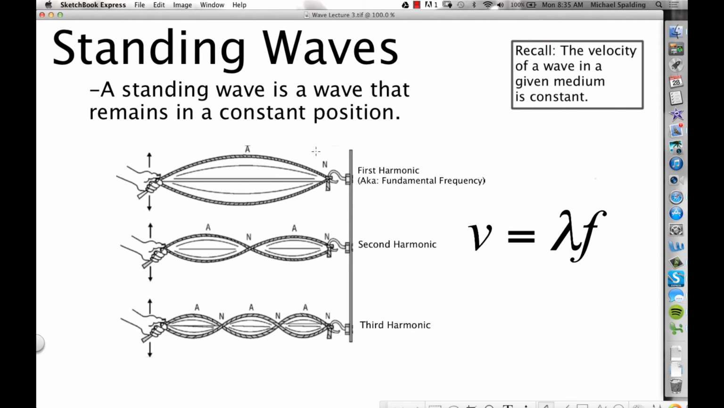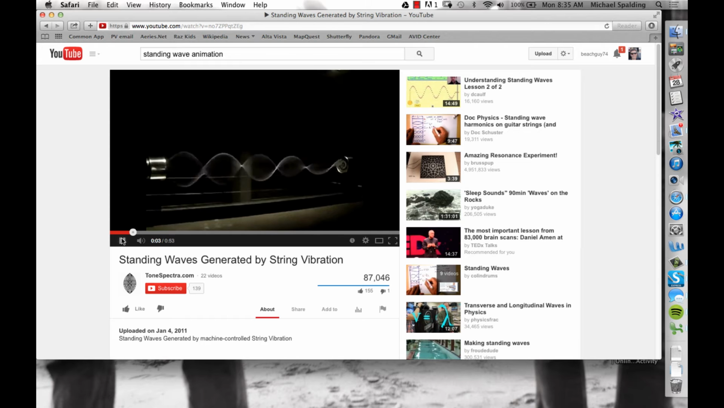Now, to the good stuff. Standing waves. Before we do standing waves, I want to show you a video on YouTube so you can just see it. A standing wave is a wave that remains in a constant position. So check this out. Here's a standing wave.